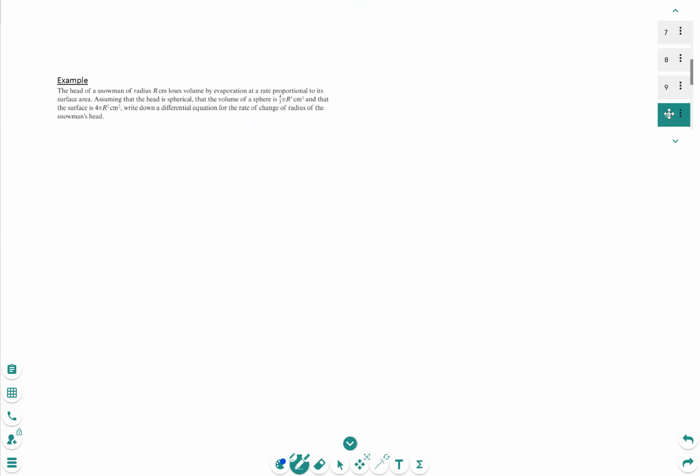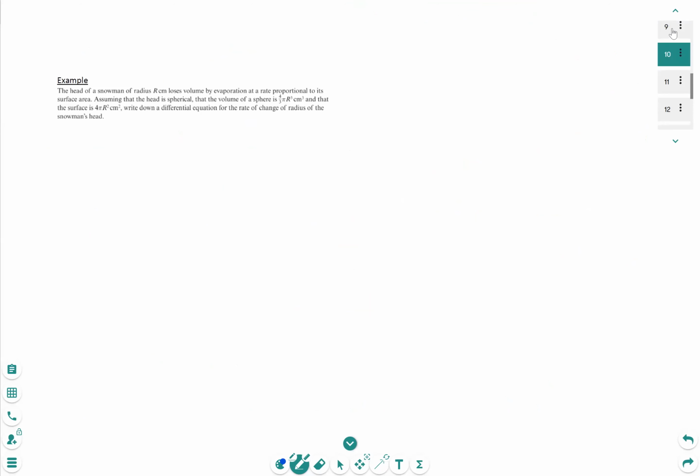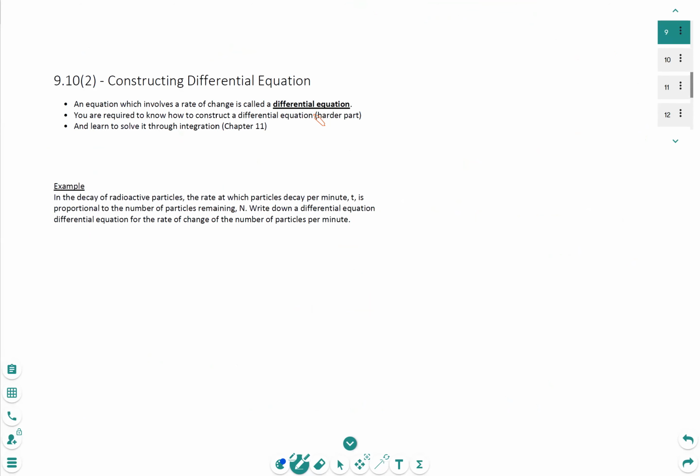The examples and practice questions today will be a lot of words, and you're required to make a differential equation out of it. You need to know how to construct, how to create a differential equation, which is the harder part of today's lesson. Then you'll learn how to solve it through integration later on in chapter 11. There is no one rule that fits all strategy to construct a differential equation. So the structure of this lesson is that I'm going to do one or two examples with you to show you the know-how.